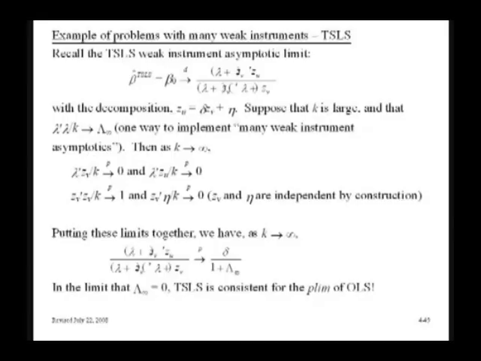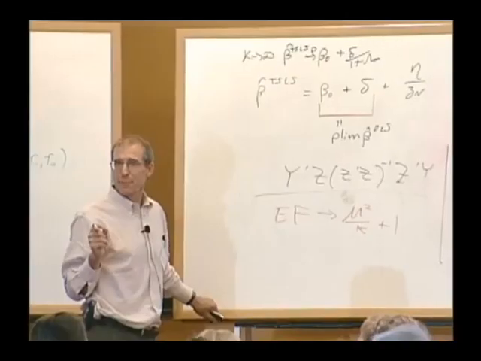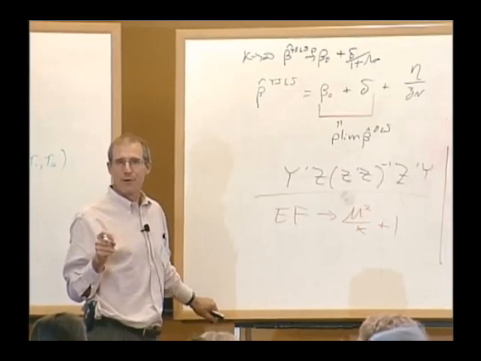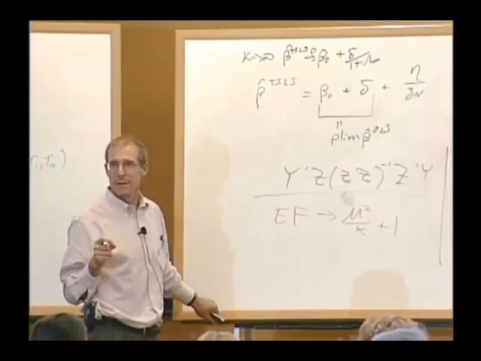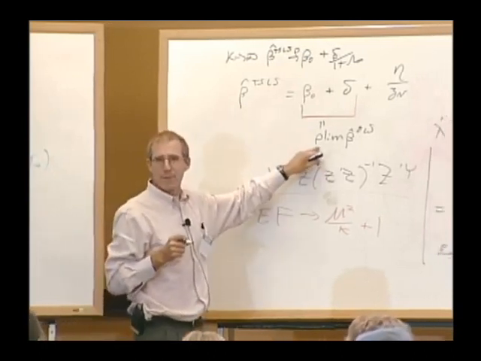But wait, we've seen that before. We saw that right here. So it says that as k tends to infinity, beta hat 2-stage least squares converges in probability to beta naught plus delta over 1 plus the average amount of information per instrument. Well, what is it if the average amount of information per instrument is small? How about 0? 0 is an easy number to plug in. It's the p-lim of OLS.